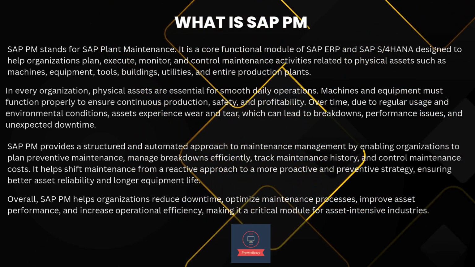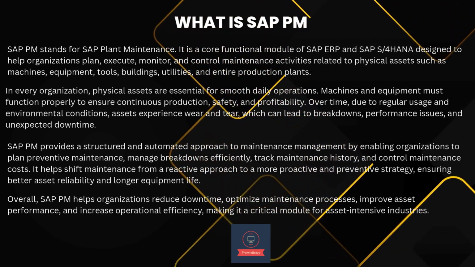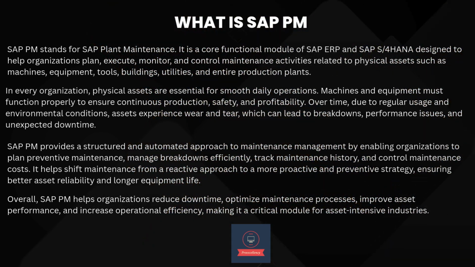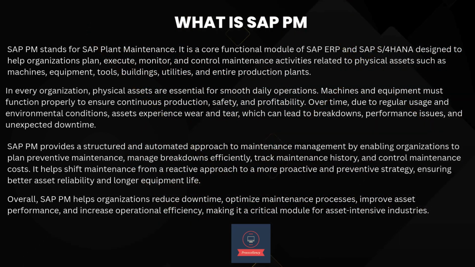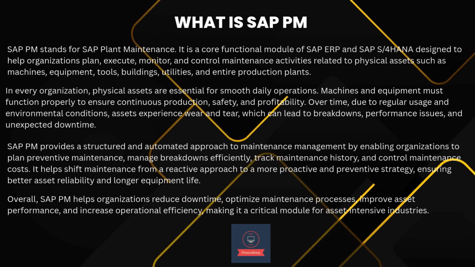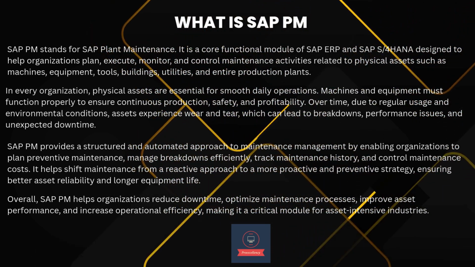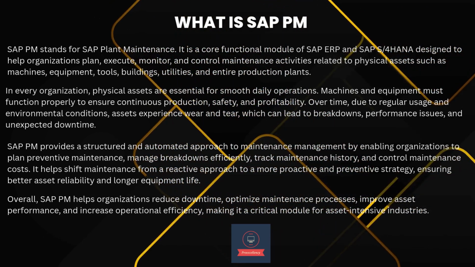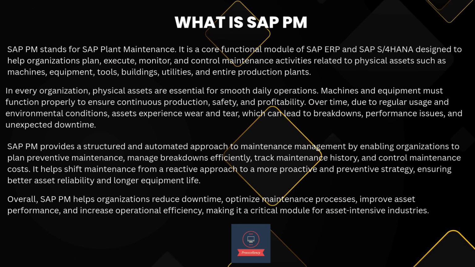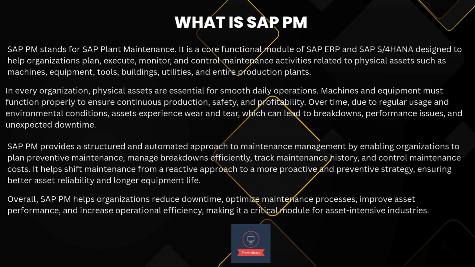preventive maintenance, manage breakdowns efficiently, track maintenance history, and control maintenance costs. It helps shift maintenance from a reactive approach to a more proactive and preventive strategy, ensuring better asset reliability and longer equipment life. Overall, SAP PM helps organizations reduce downtime, optimize maintenance processes, improve asset performance, and increase operational efficiency, making it a critical module for asset-intensive industries.